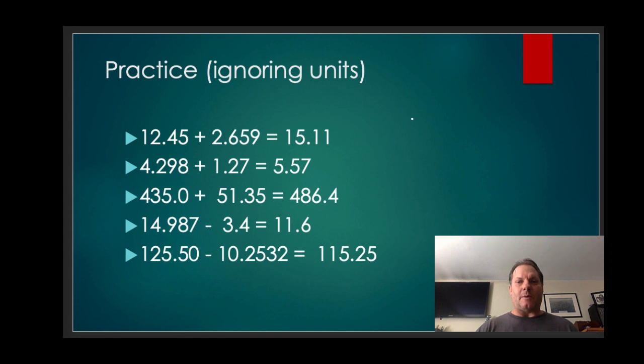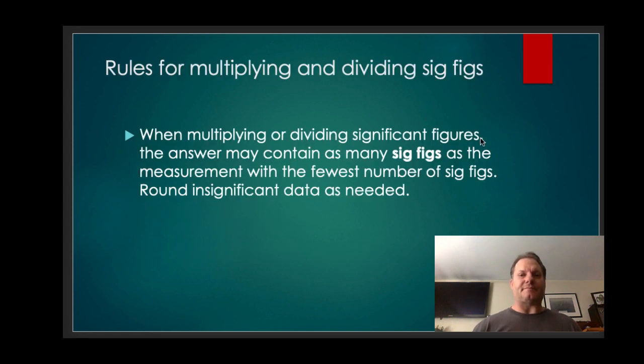Okay, so again, 2 decimal places, 3 decimal places. Our answer has 2. 3 decimals here, 2 here. My answer has 2. 1 decimal, 2 decimals. Answer has 1. 3 decimals, 1 decimal. Answer has 1. 2 decimals, 4 decimals. Answer has 2. Make sense? I hope so. All right, next rule.